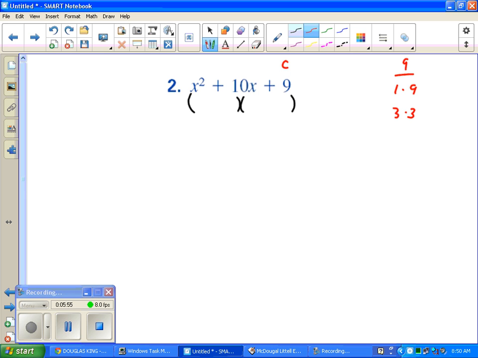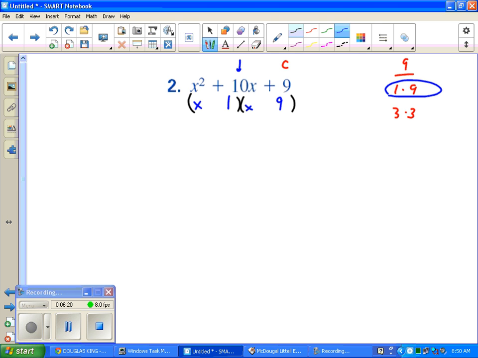So when we add those pairs, 1 plus 9, we're either going to get the number 10 or we're going to get the number 8. So that's a possible pair. When we add 3 and 3, we'll either get 6 or we'll get 0. That's not going to get us to the number 10. We want to get to the number 10. So 1 and 9 are your numbers, x times x and 1 times 9.